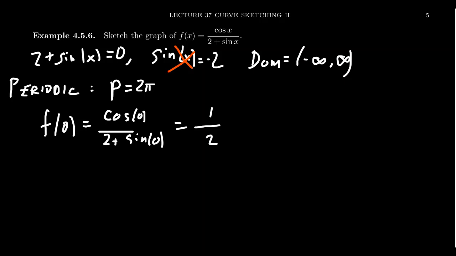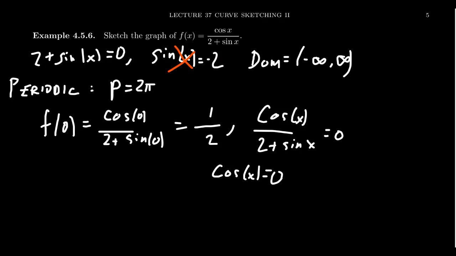In terms of x-intercepts, you get cosine of x that sits above 2 plus sine of x. When does that equal 0? Well, to find an x-intercept, it only matters what happens in the numerator. Cosine of x equals 0. And think about our standard trigonometry. Cosine will equal 0 exactly at pi halves, but also at 3 pi halves, 5 pi halves, and it will repeat itself. It's periodic in nature there. We're going to get x-intercepts over and over and over again.